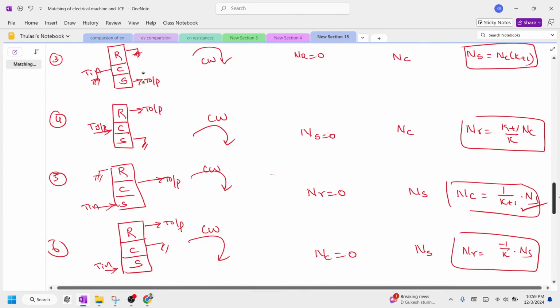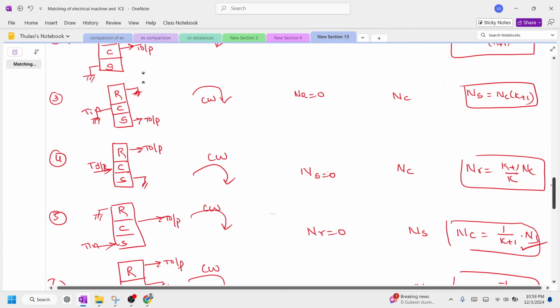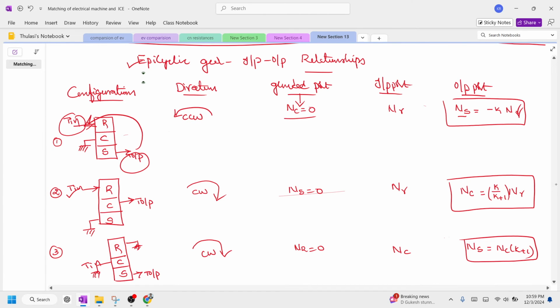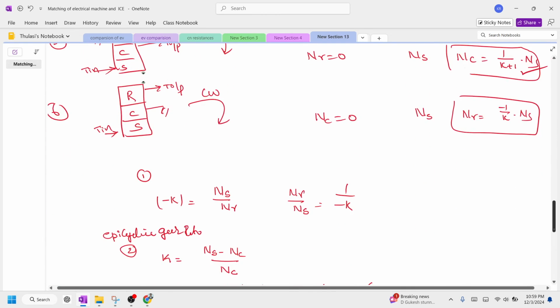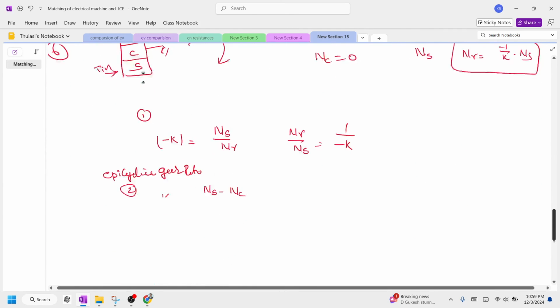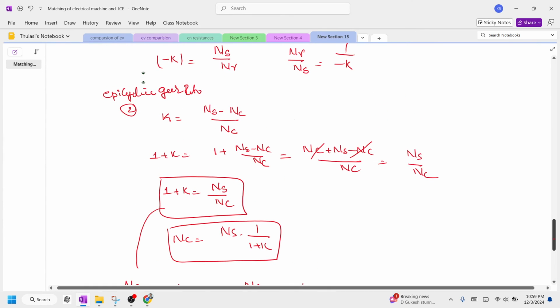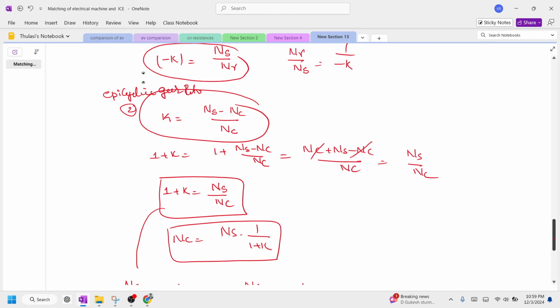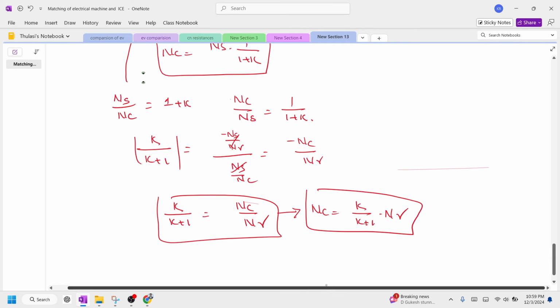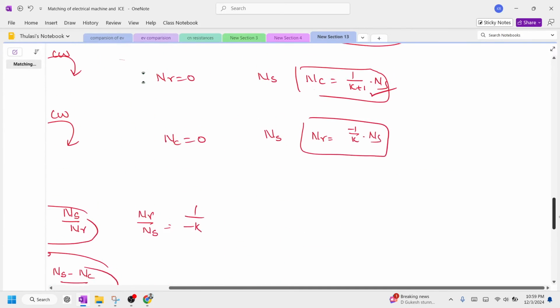Nc is equal to K by K plus 1 into Nr. So this is how these relations are there. The speed of sun gear by ring gear is K. The carrier gear is equal to K by K plus 1 into Nr. So this is how we have the basic relation between each and every one. By using these three derivations, we can link all the equations. K is equal to Ns by Nr, K equal to sun gear minus carrier gear by carrier gear. 1 plus K is Ns by Nc, and K by K plus 1 is equal to Nc by Nr. By using all these three, we can attain clarity on how they are linked to each other.